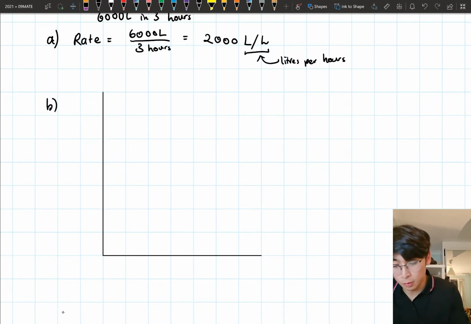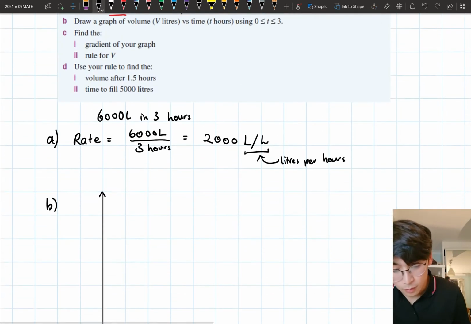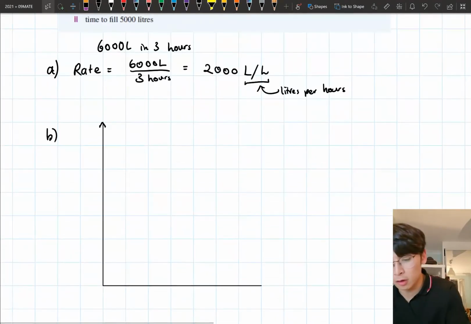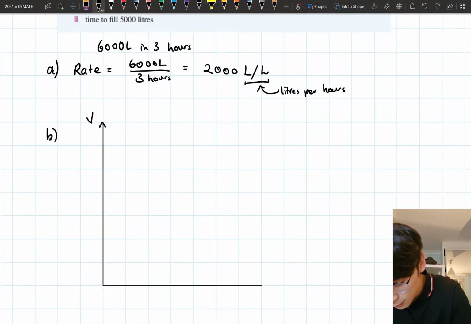Okay, so what they want us to draw is volume versus time. So what I'm going to do is draw volume on my y-axis. So this is V for volume. So I'm going to write here volume.